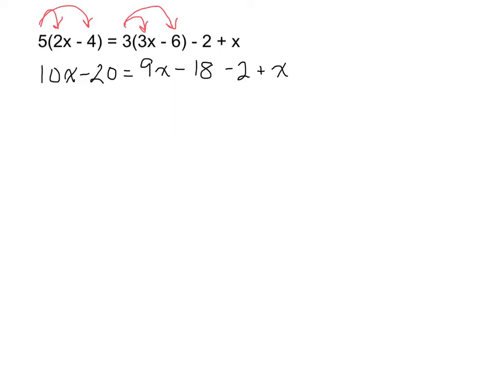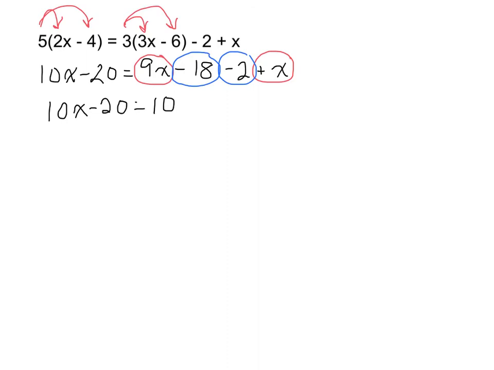Your next step is to combine all like terms in the equation. On the left side of the equation, you do not have any like terms. However, on the right side, you have a positive 9x and a positive x. You also have negative 18 and negative 2. They can be combined in one step. We're not doing anything on the left side, so copy that down. 9x plus x gives us 10x, and negative 18 minus 2 gives us negative 20.